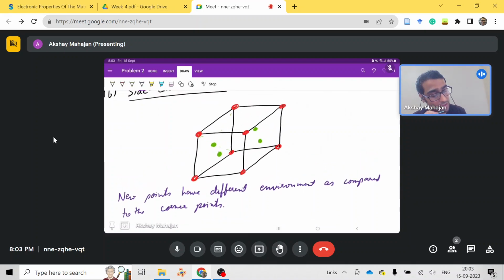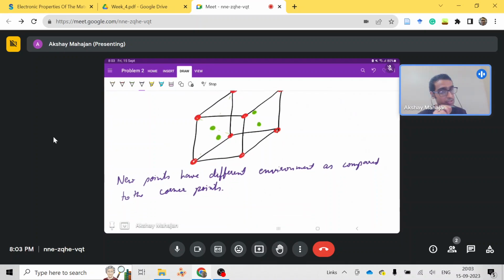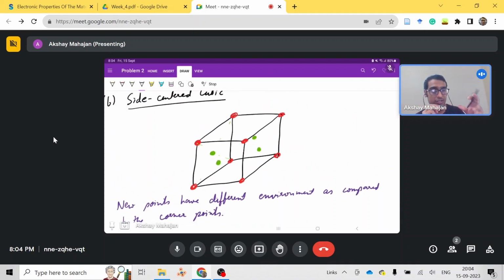And similarly for this one as well, there will be 4 green points and 4 red points. Each of them will form a tetragonal block, but the direction will be a little different, so it will be a rotated one.